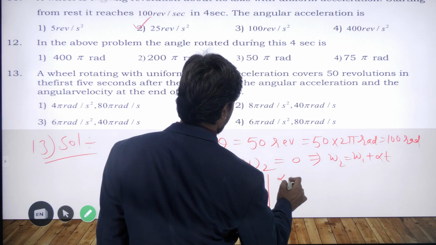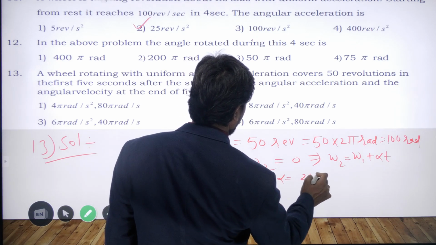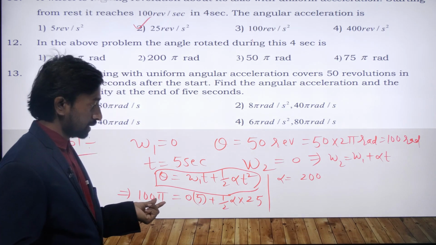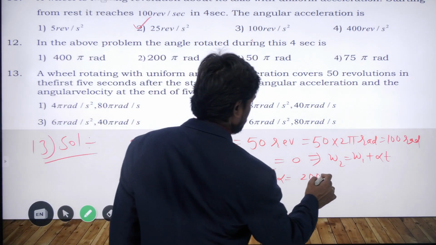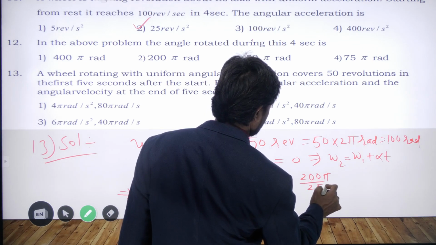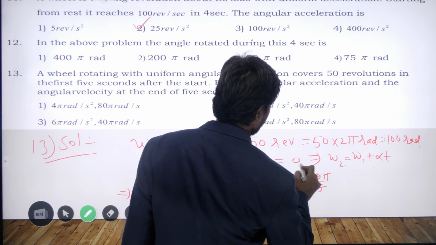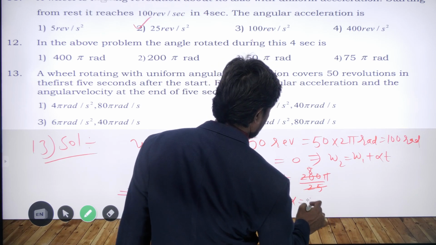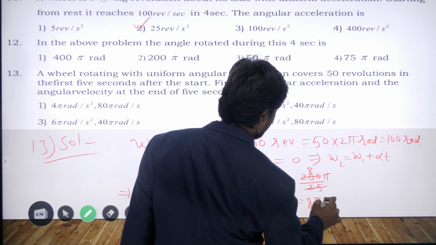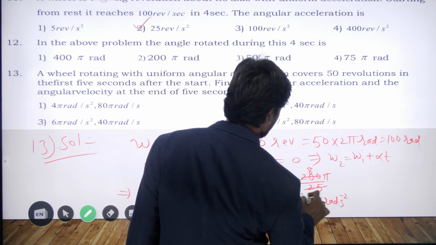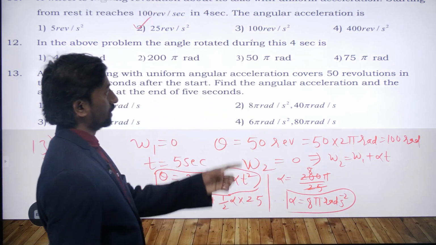So how much do you get? Alpha is equal to 200 pi divided by 25, with the 2 multiplied here. 200 pi divided by 25 means 8 pi. So the angular acceleration alpha is 8 pi radian per second square. This is the angular acceleration, the second one we got.